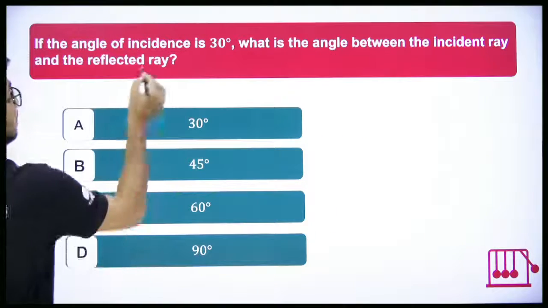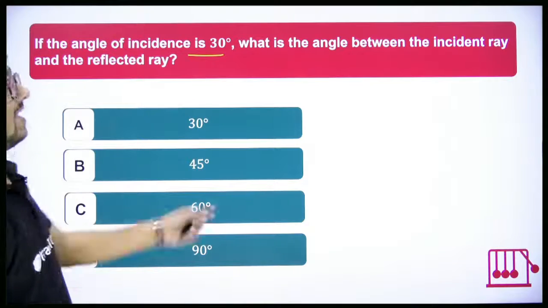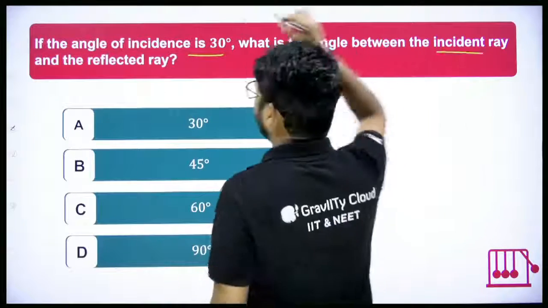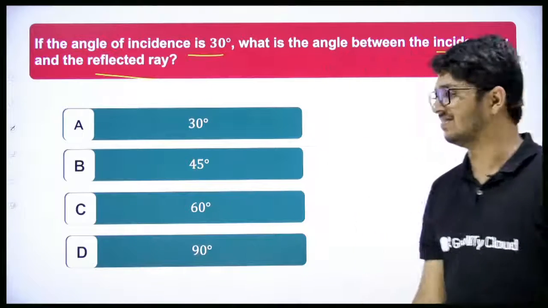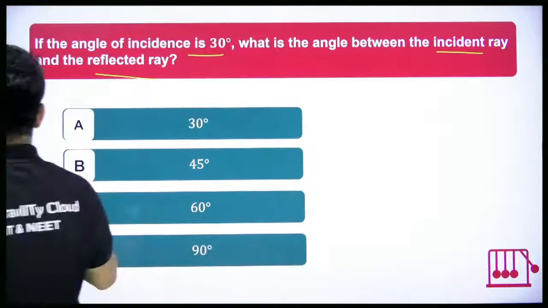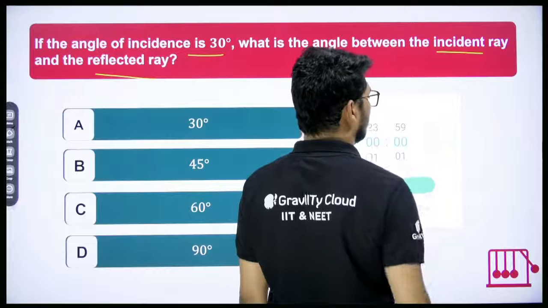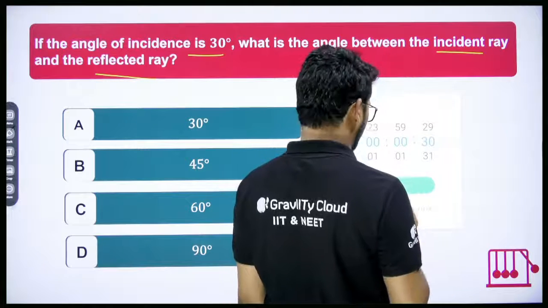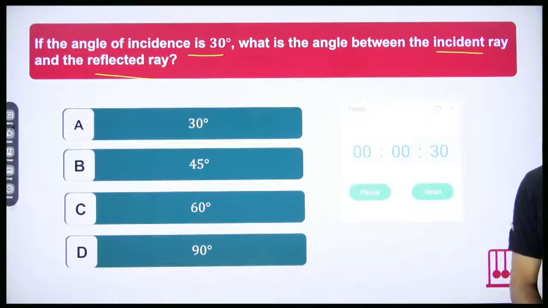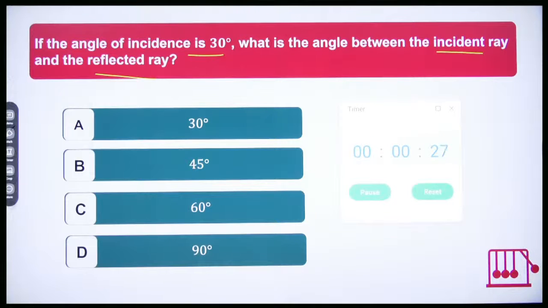Then, next. If the angle of incidence is 30 degrees, what is the angle between the incident ray and the reflected ray? Now this is an interesting question. I will give you 30 seconds of time. The clue to this is to draw the diagram. When you draw the diagram, you will get the answer. So please solve it, everyone. The angle of incidence is given. You have to find the angle between the incident and the reflected ray. The clue is to draw the diagram.